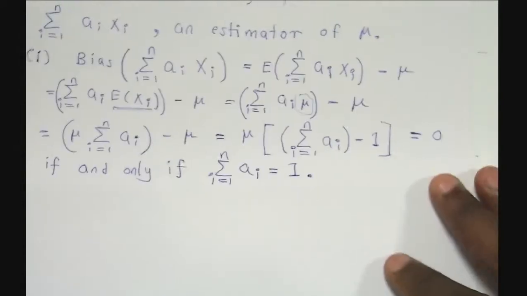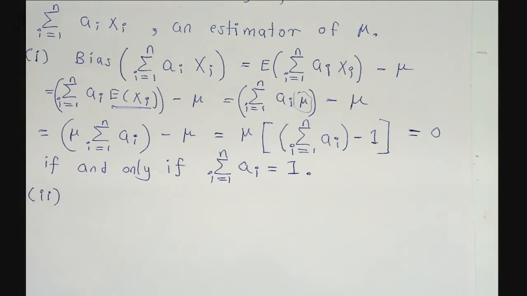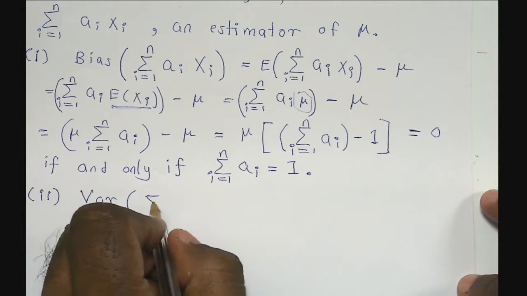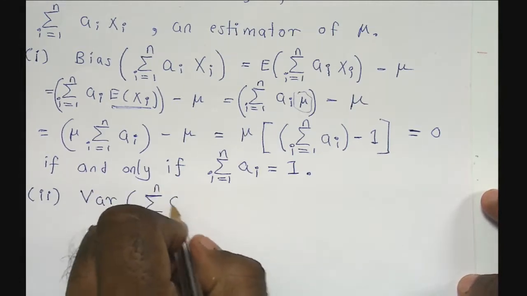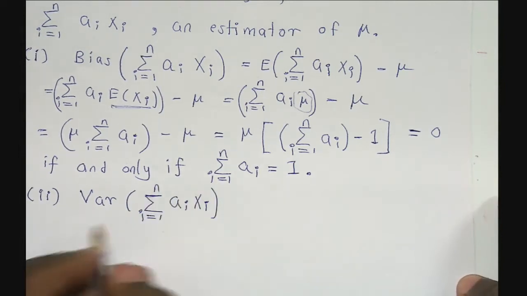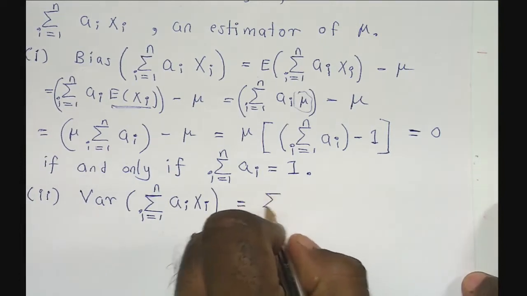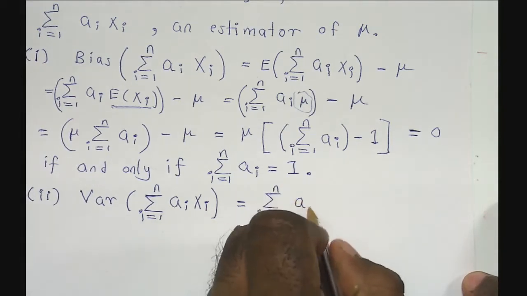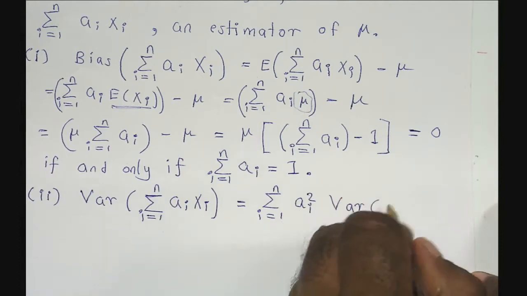Now the second part of question 2 is to minimize the variance. So as a first step, let's find the variance. The variance of this guy. If you take the variance inside the brackets, you will have the ai will become squared, right, times the variance of xi.